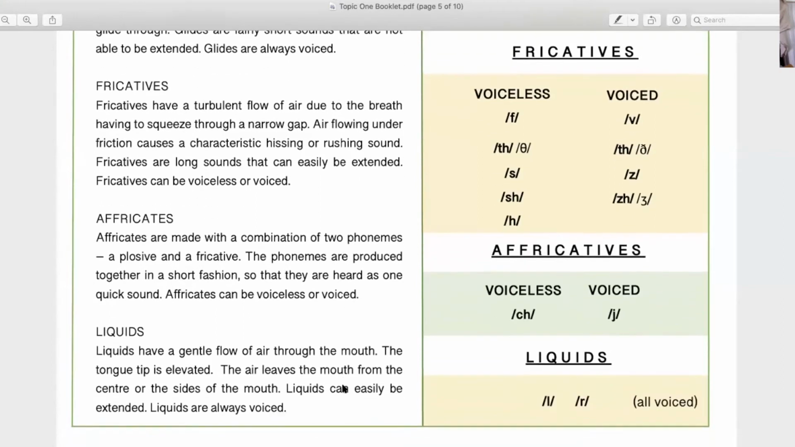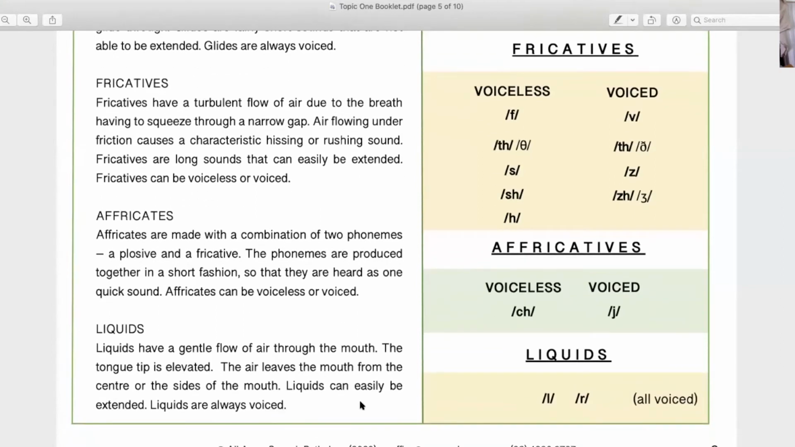And the last ones are the liquids. Liquids have a gentle flow of air through the mouth. The tongue tip is elevated. The air leaves the mouth from the center or the sides of the mouth. Liquids can easily be extended, and liquids are always voiced.